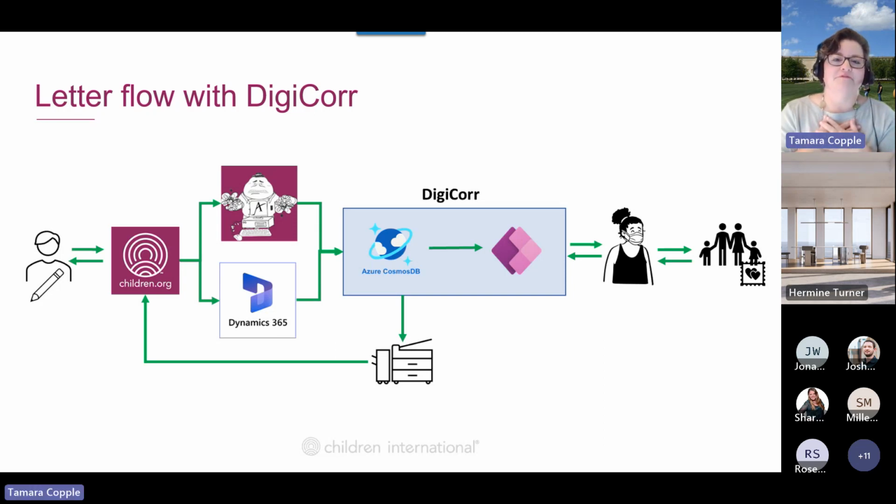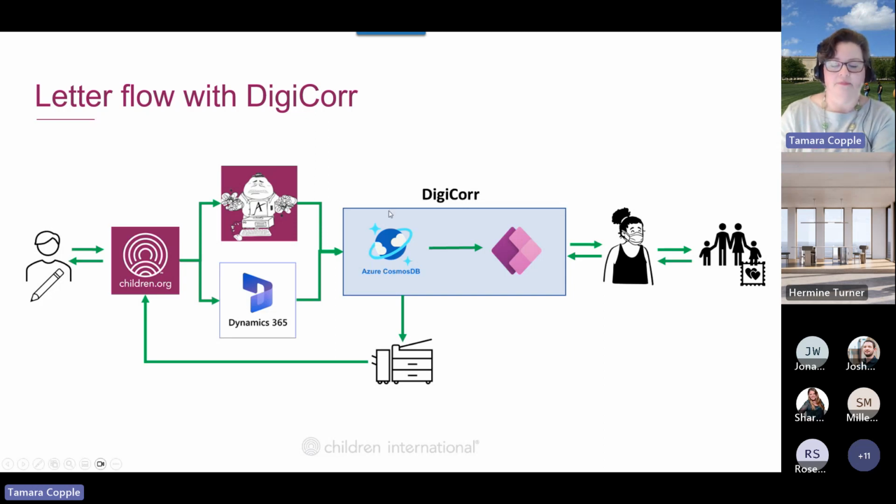So I have written to my child. I've written to them digitally by sending an email through myci.org. That comes into one of our two systems. We're in the process of retiring Aptify and slowly migrating everything over to Dynamics 365, which is why we have two at the moment.